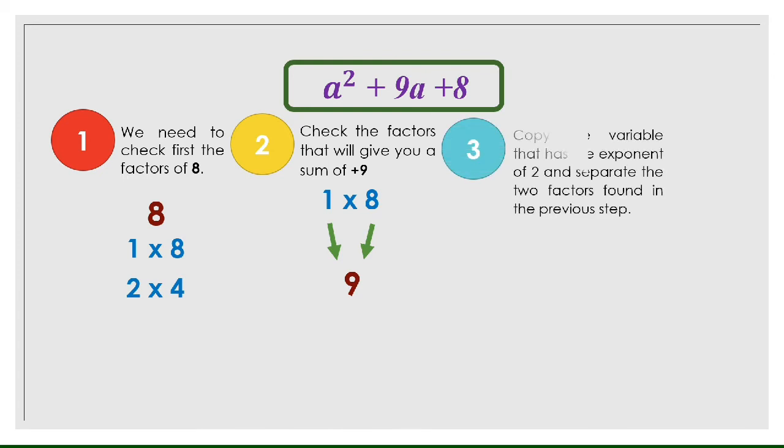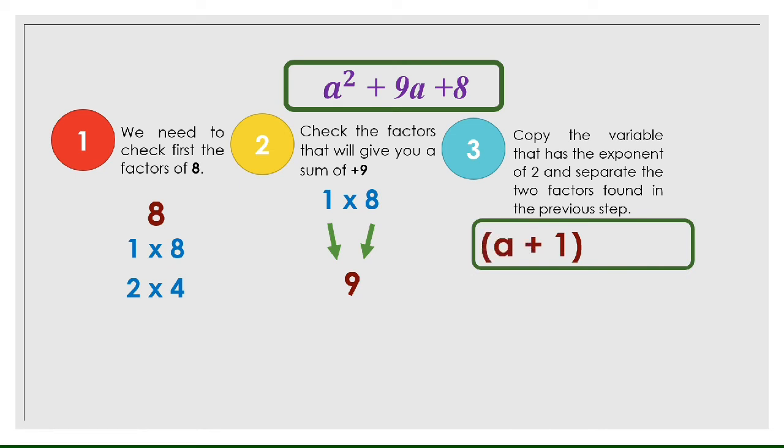So the next step is copy the variable that has the exponent of 2 and separate the factors found in the previous step. So sabi niya dito, copy the variable that has the exponent of 2. So alin ba dito ang may exponent of 2? So that is letter A. So ngayon, pag nakuha na natin yung A, i-separate na natin yung dalawang factors. So A, sasama natin siya sa positive 1. So that would give us A plus 1.